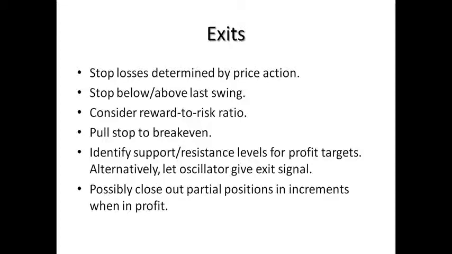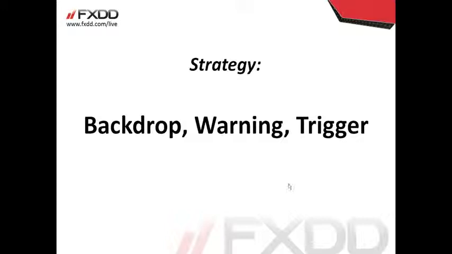Now, like I mentioned, you identify support and resistance levels for profit targets, and alternatively, you can let the oscillator give you an exit signal as well. So when the oscillator moves to the other side of overbought or oversold, that's a possible exit signal as well. Okay. All right, so this is the strategy that I'd like to talk about.